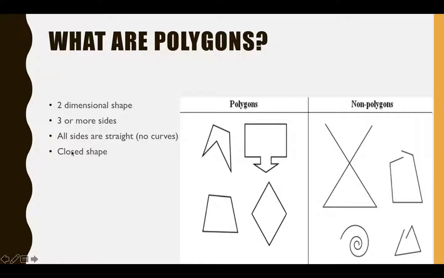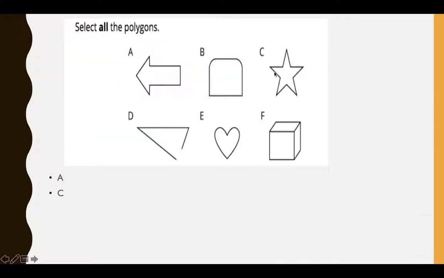Let's see if it works. Is it a closed shape? You know, my mouse is having a hard time getting inside that star, and I'd imagine other things having a hard time getting inside of this shape. So I'm going to say that it is a closed shape, and that would make C a polygon as well.